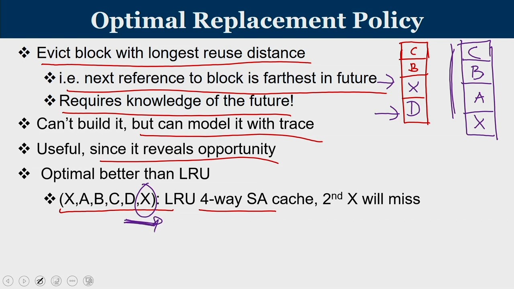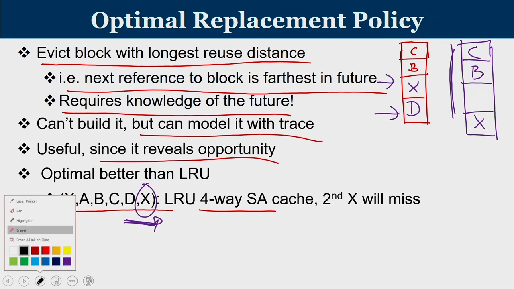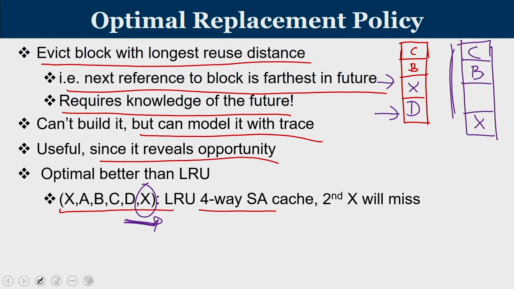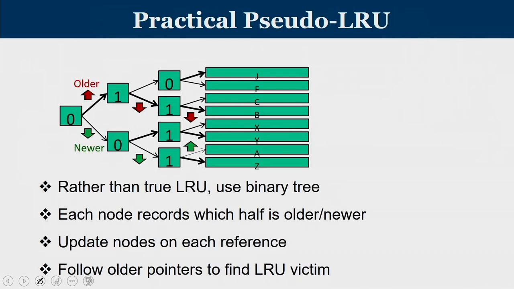So, we are going to take out A in this case, because we know that X is going to be accessed in the near future. Replacing X will not be a good idea. So, what I do is I put D here. D will encounter a miss, but when it comes to X, it is going to be a hit again. In this example, we can see that the optimal algorithm is better than the least recently used algorithm.